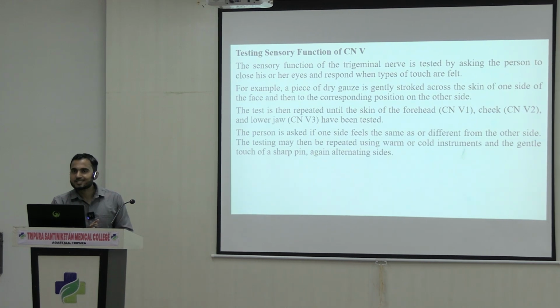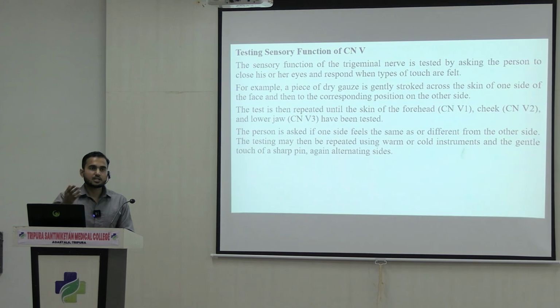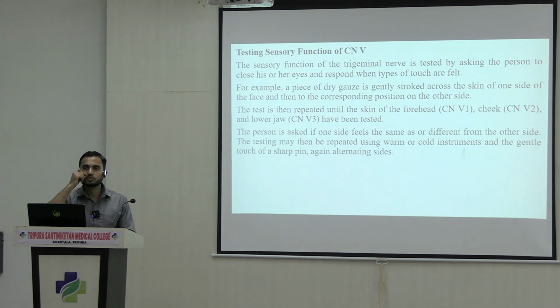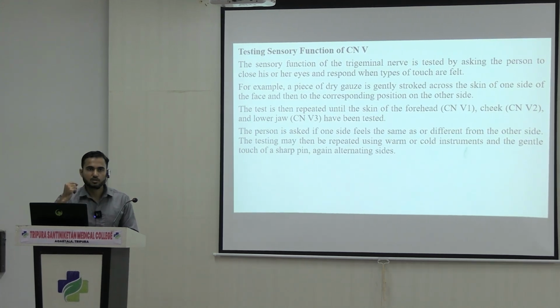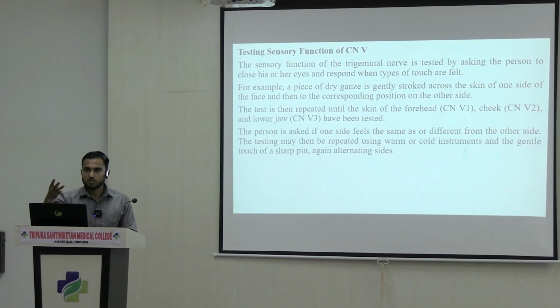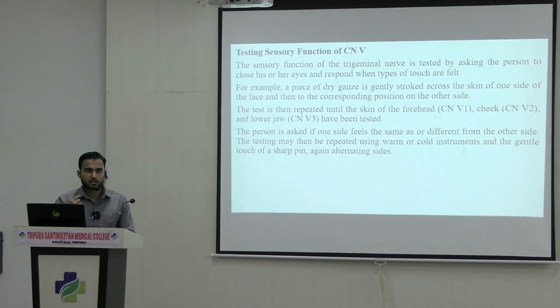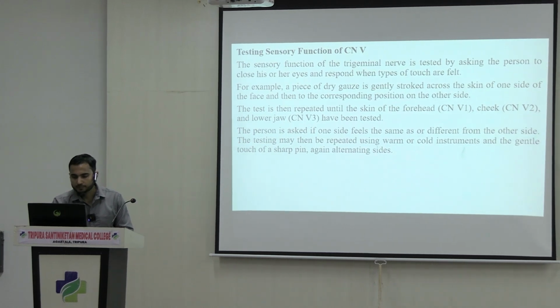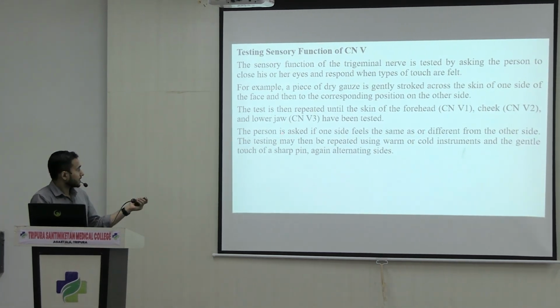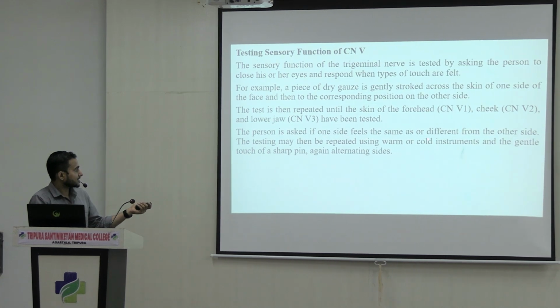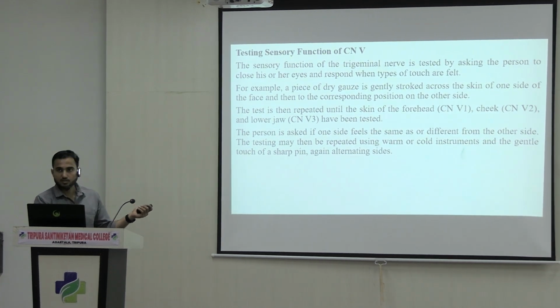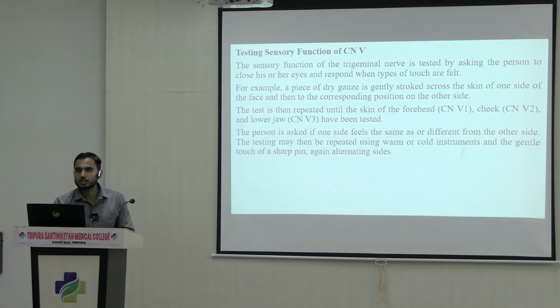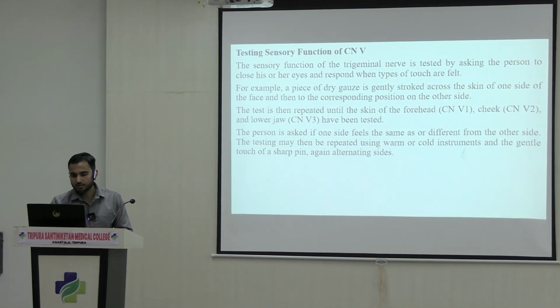Next, the test is repeated. Why do you have to repeat the test? You have to check the integrity of the three divisions of the trigeminal nerve. That means you have to do it over here also, over here also, and over here also. Because there are three divisions, that's why you have to check three areas to see the integrity of all three divisions of the trigeminal nerve. Next, the person is asked if one side feels the same or different from the other side. This is also important when you are checking this integrity.